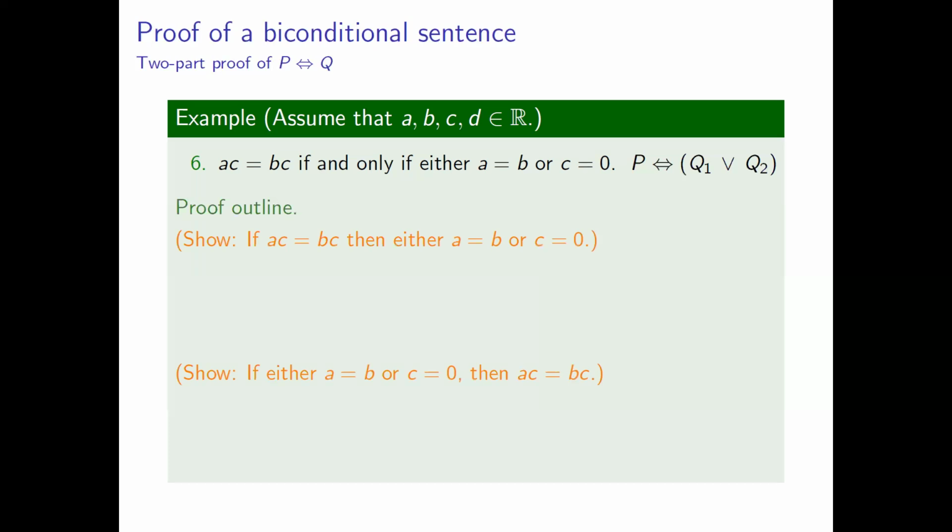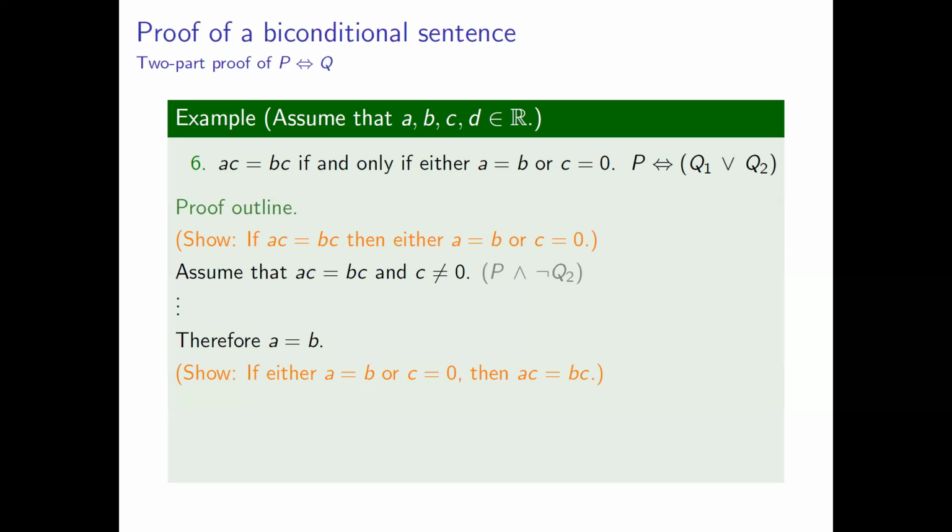A two-part proof of this statement consists of the proof of the conditional: if A times C equals B times C, then either A equals B or C equals 0. And the proof of the conditional: if either A equals B or C equals 0, then A times C equals B times C. We shall give a direct proof for each of these conditionals.